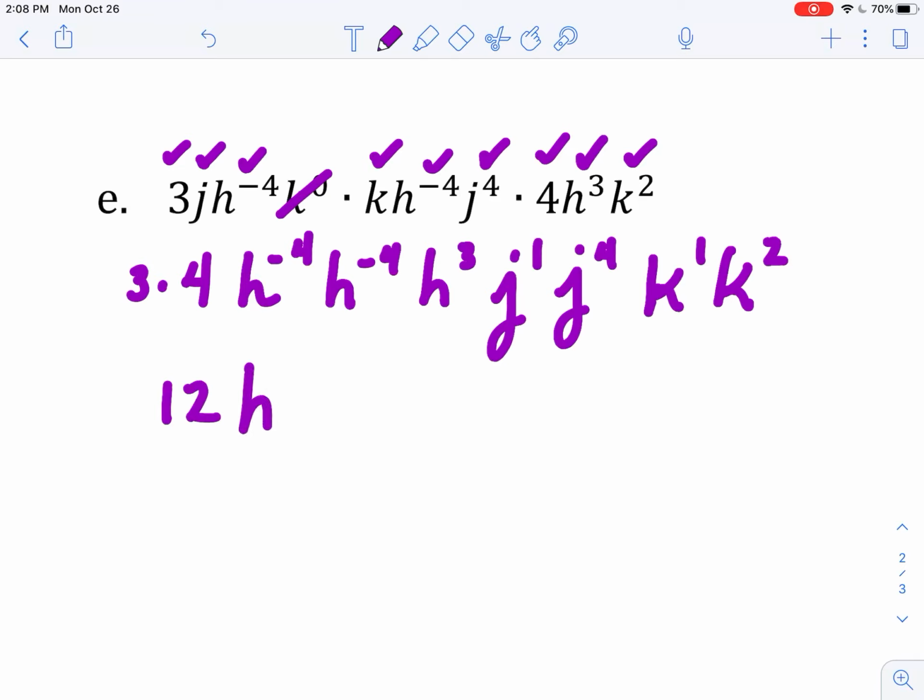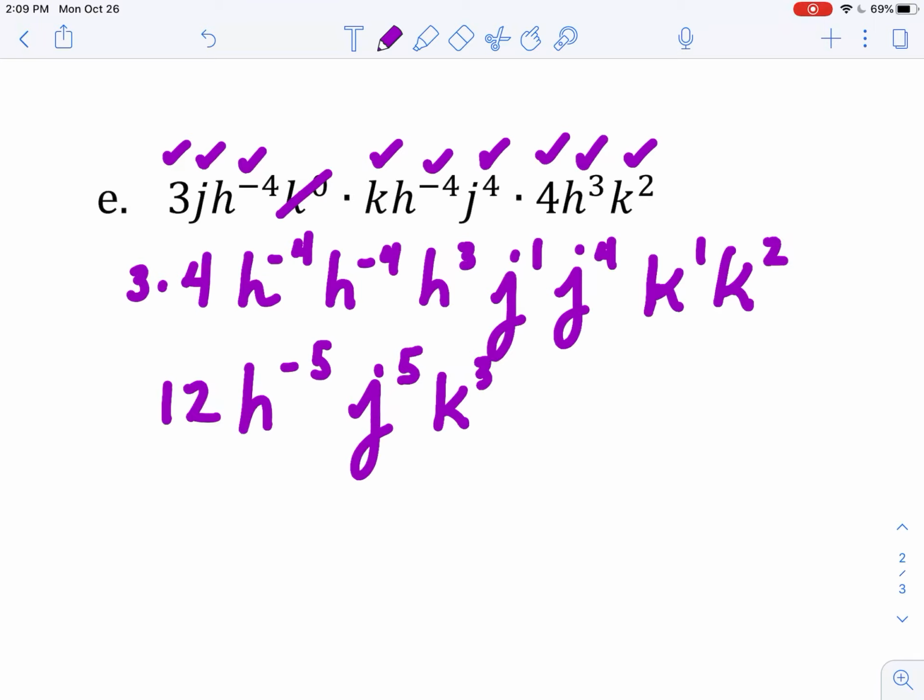If we add up our h's, we get h to the negative 4 plus another negative 4 is negative 8. Oops, my bad. I forgot about the 3. We got 3 h's in a row, so let's do them all. Negative 4 and negative 4 is negative 8. Negative 8 plus 3 is negative 5. Our J's, we're going to add up our 1 and our 4. That's going to make a 5. Our K, we have K first, K to the second. Let's add those up. We get K to the third.